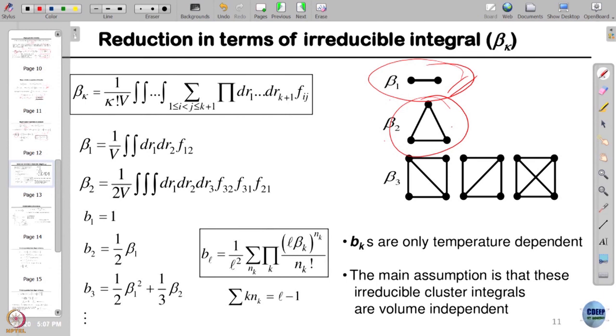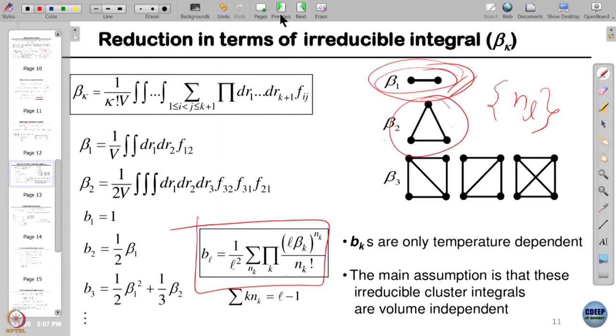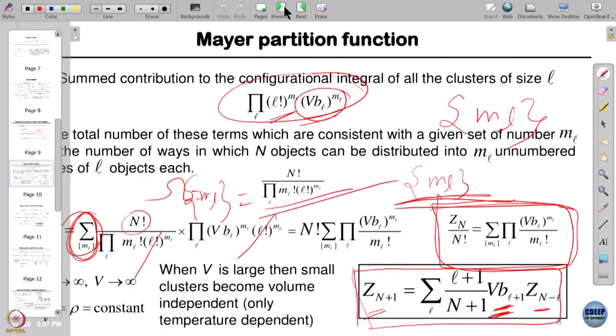Now we play the same game: how many of these beta 1 are in the system, I call that NL, and then how many ways I can distribute into the NL, the same omega, and then I make the product of the two. And I get, just like the Mayer partition function, another expression. The story goes that when Joseph Mayer could do the earlier derivation, he was stuck. He could not go to the reducible cluster integral and the further development.